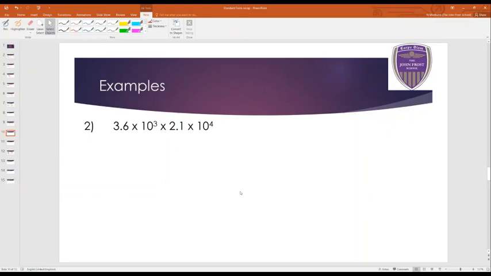Okay, the next example then, slightly more complicated, but still exactly the same method. So write them as normal numbers first, okay? 3.6 times 10 to the power of 3 is 3600, because remember, out of these 3 movements, one of them is to jump over the 6. We're multiplying that then by 2.1 times 10 to the power of 4, which is 21 and 3 zeros. Because this movement of 4, 1 is to jump over the 1, so we got 3 left.